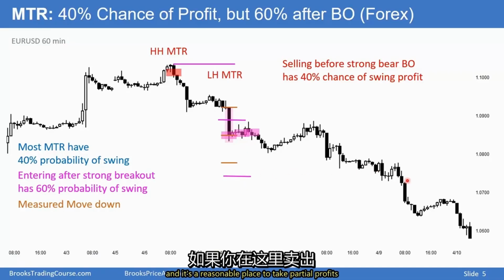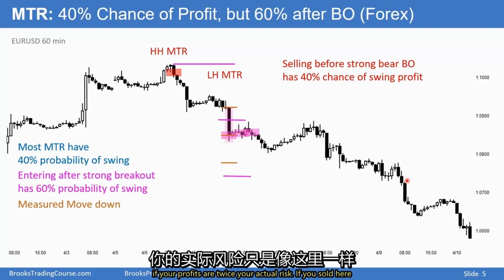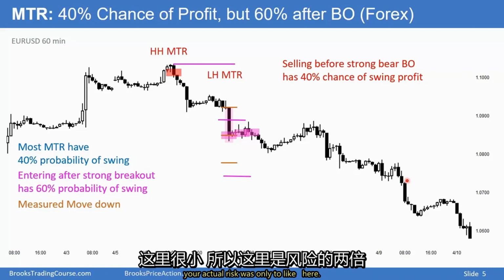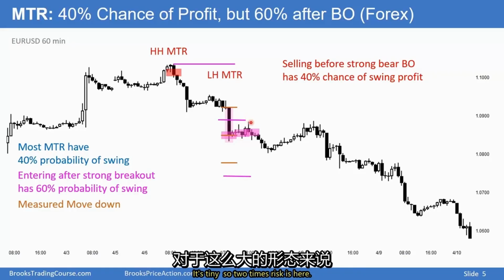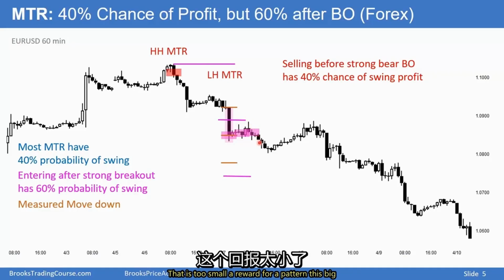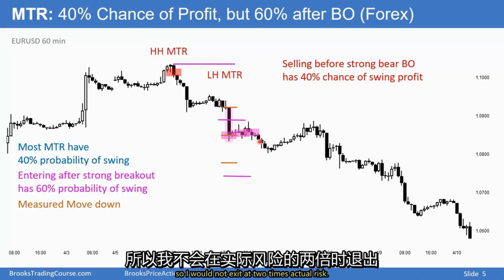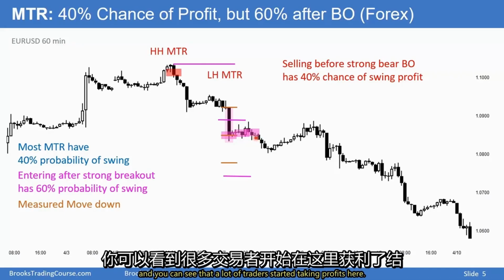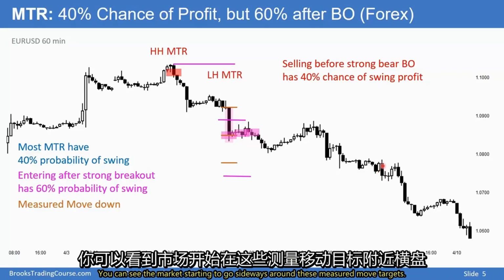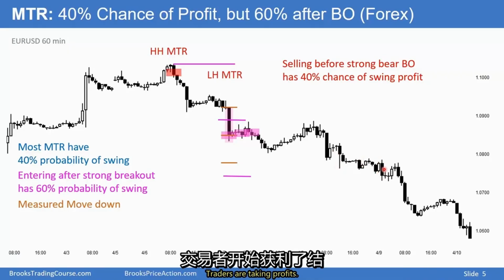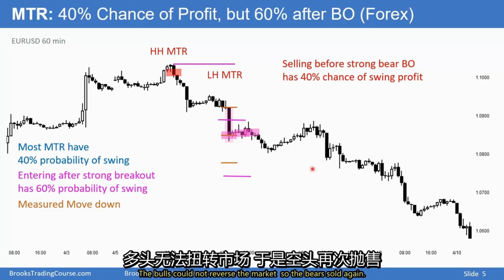And it's a reasonable place to take partial profits if your profits are twice your actual risk. If you sold here, your actual risk was only to like right here. It's tiny, so 2 times risk is here. That is too small a reward for a pattern this big. So I would not exit at 2 times actual risk. I would look for other targets like here. And you can see that a lot of traders started taking profits here. You can see the market starting to go sideways around these measured move targets. Traders are taking profits. The bulls could not reverse the market, so the bears sold again.